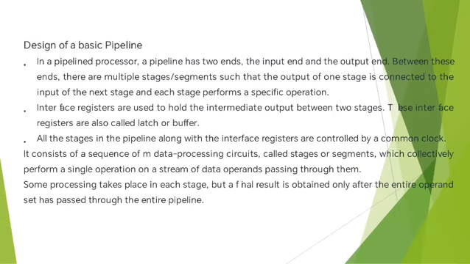Design of basic pipeline. In a pipeline processor, a pipeline has two ends, the input and the output end. Between these ends, there are multiple stage segments, such that the output of one stage is connected to the input of the next stage, and each stage performs a specific operation. Interface registers are used to hold the intermediate output between two stages.